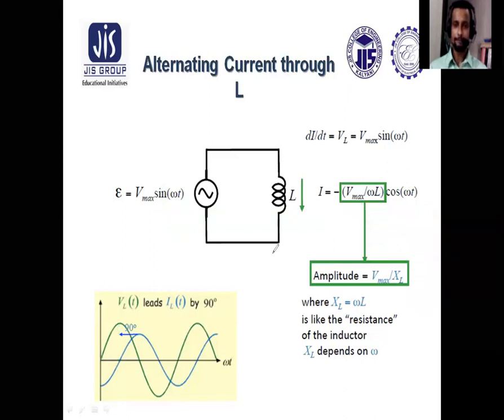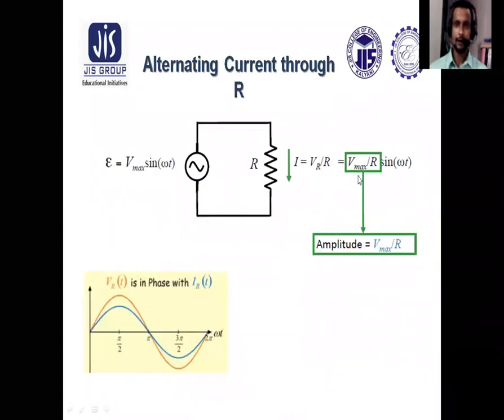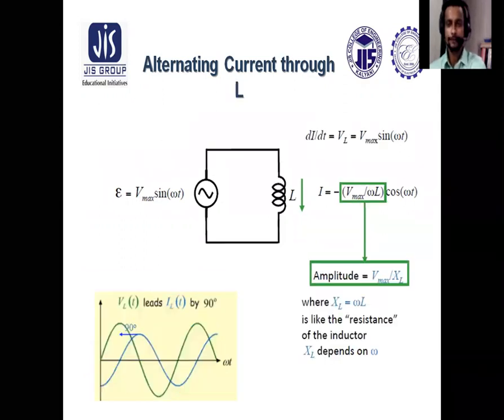What else? In case of R, Vmax by R shows the amplitude of current, where R is the resistance. What is resistance? Resistance is the property of a material by which it opposes flow of current.